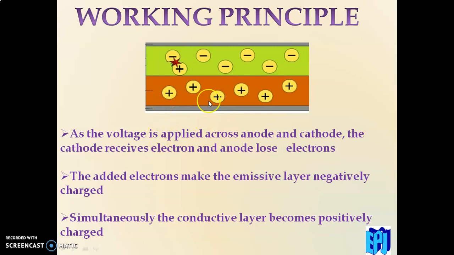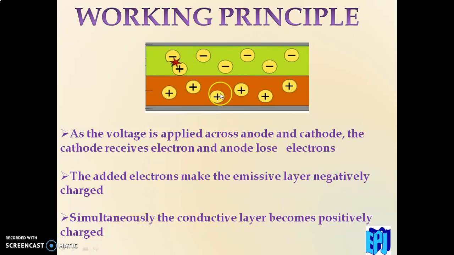We have to produce electricity. As the voltage is applied across anode and cathode, the cathode receives electrons and the anode loses electrons. We know that cathode means reduction is taking place and anode means oxidation is taking place, so the anode releases electrons. These added electrons make an emissive layer having negative charge, because electrons have a negative charge.